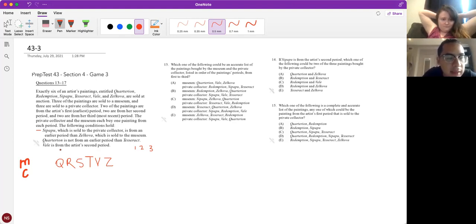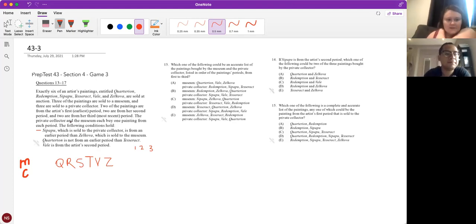So it's telling us that S is sold to a private collector, and it's from an earlier period than Z, which is sold to a museum. All right. So here, what I would do, and this is where it gets a little bit tricky, is I'm going to make my private collector my circles, and just because C is kind of a circle, I should make it green for ease. And I'm going to make my museum my slash. So here, S is sold to a private collector.